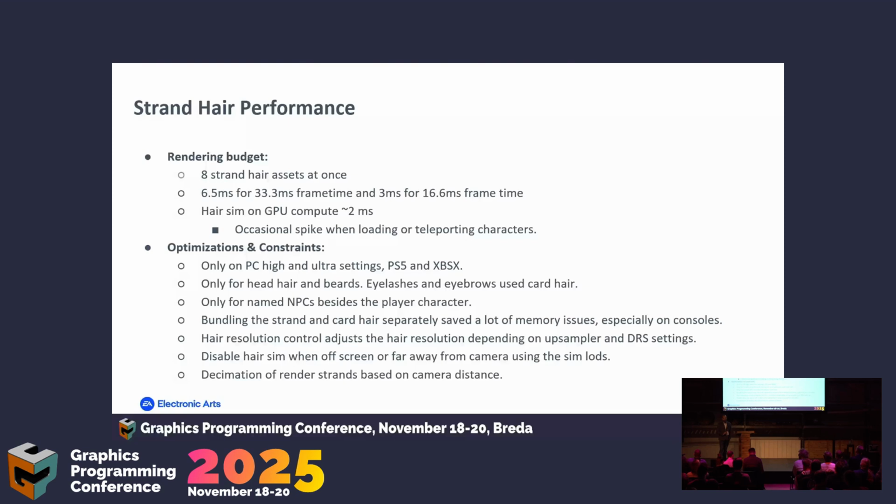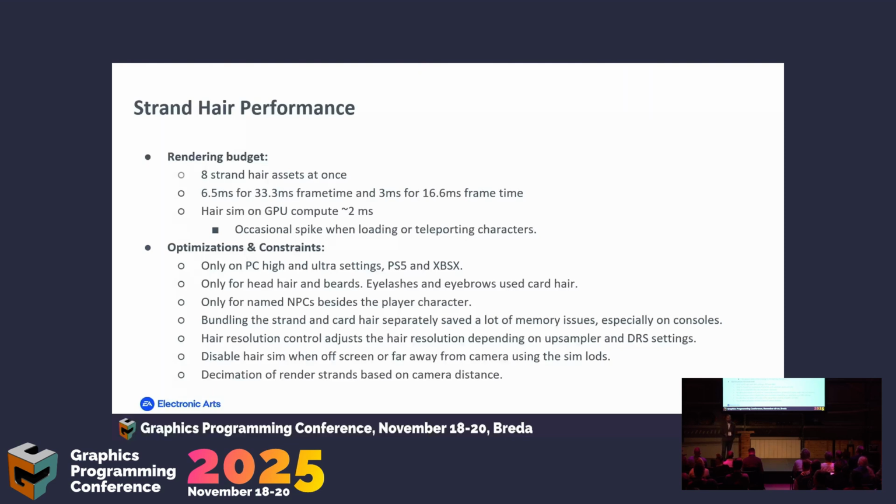Talking about the performance a little bit, we had a 6.5 ms budget for 33.3 millisecond frame time and a 3 millisecond budget for 16.6 millisecond frame time. We also had a 2 millisecond time on GPU compute. So this allowed us to render 8 strand hairs in the scene at once. And we had to do a couple of optimizations and put some constraints in place to meet our rendering budget.